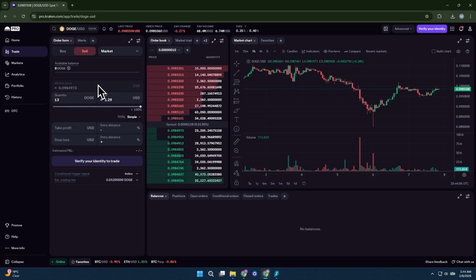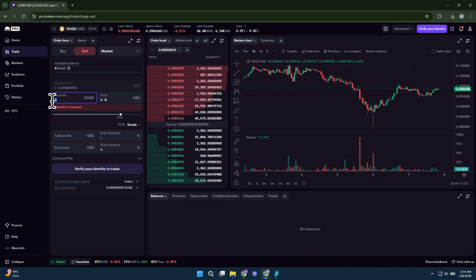You can use up to 10 times margin and then choose your portfolio leverage. For example, if you have 100 euros and use 10 times leverage, you can control 1,000 euros worth of a position. This means you can short Dogecoin using funds in your account, even if you don't own any Dogecoin.